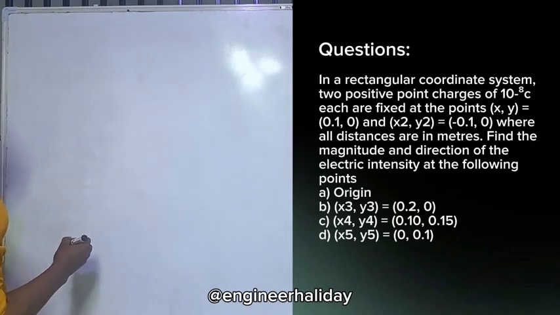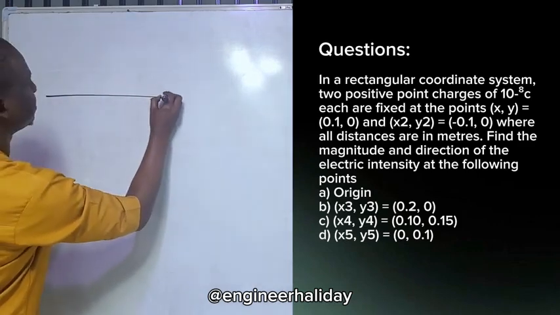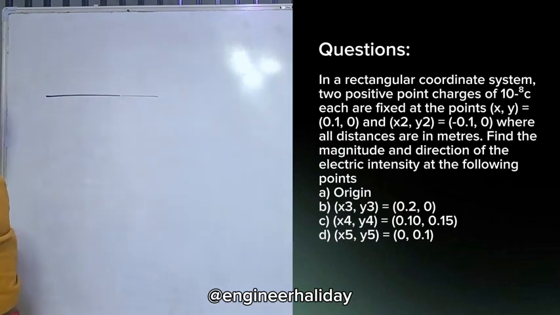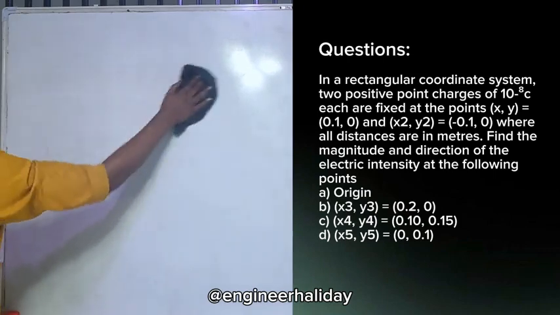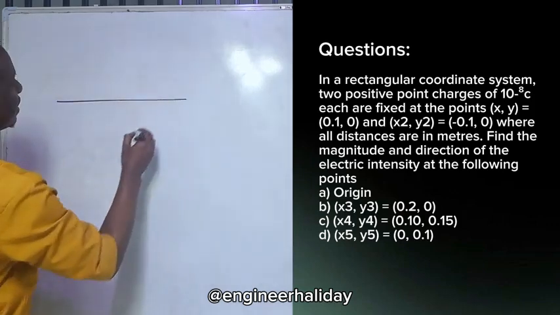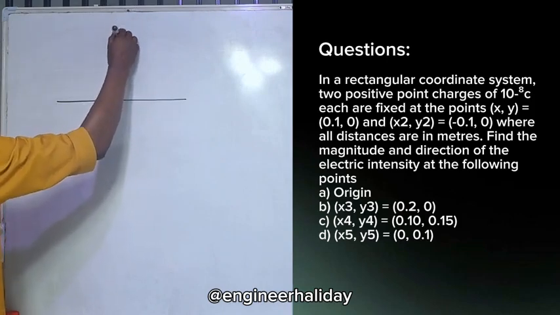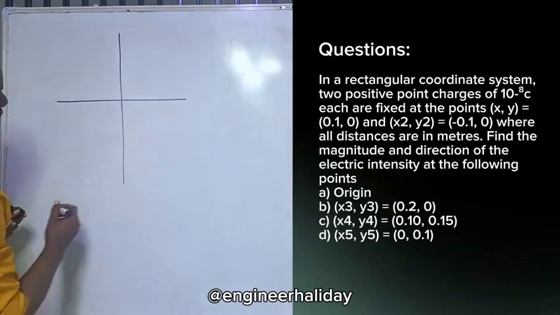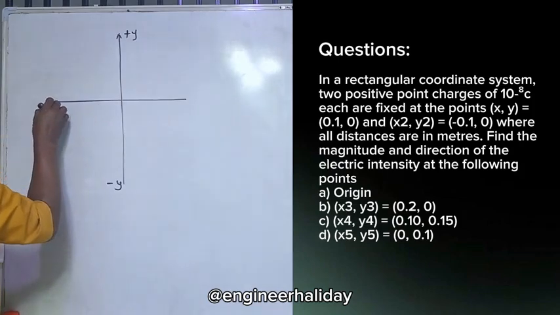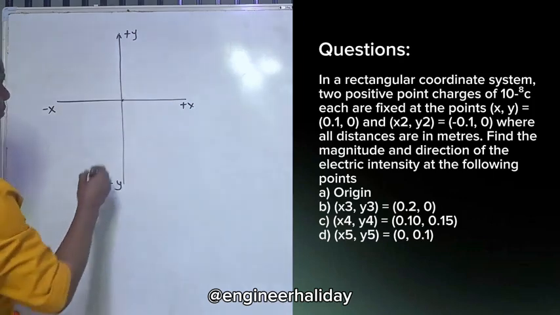Now, first of all, let's start with the coordinate system. This is X, and let's say this is Y. This is minus Y, this is plus Y, minus X, plus X. This is a coordinate system, and this is the origin.